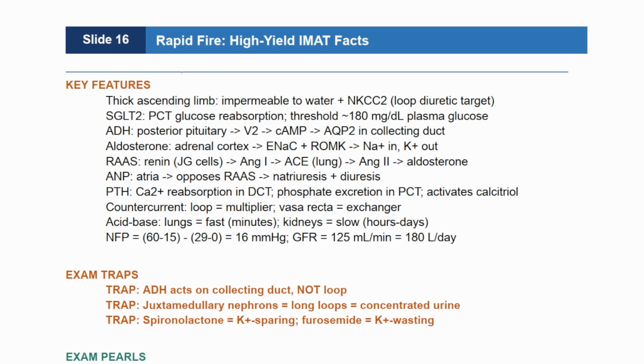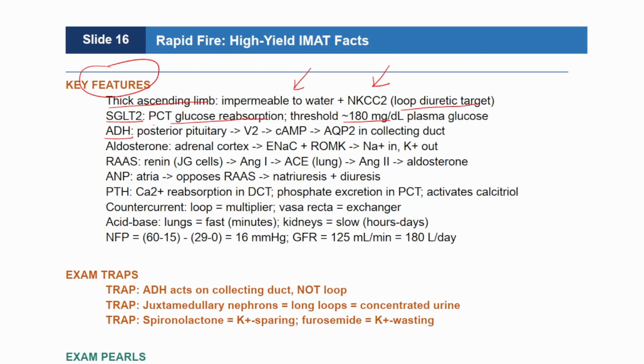Starting out with key features. The thick ascending limb is strictly impermeable to water and expresses the NKCC2 co-transporter, which serves as the primary target for loop diuretics. Moving to the proximal convoluted tubule, SGLT2 handles glucose reabsorption up to a plasma threshold of approximately 180 milligrams per deciliter. Next, tracking hormone pathways.